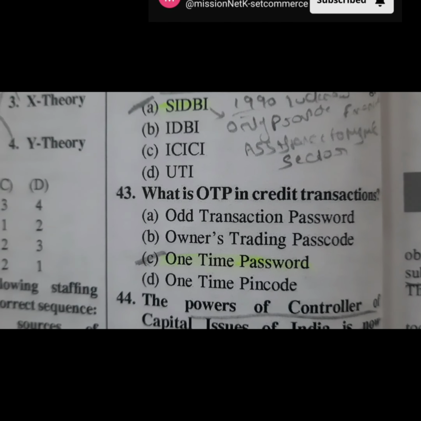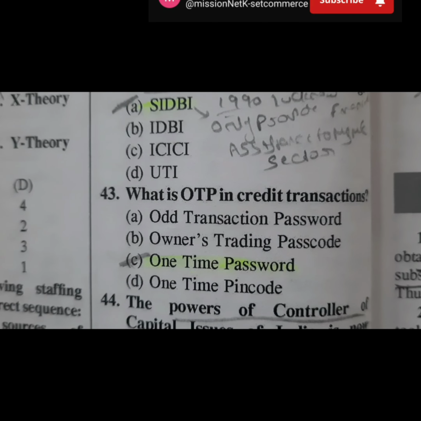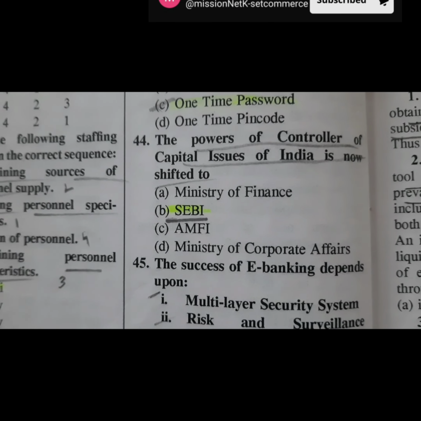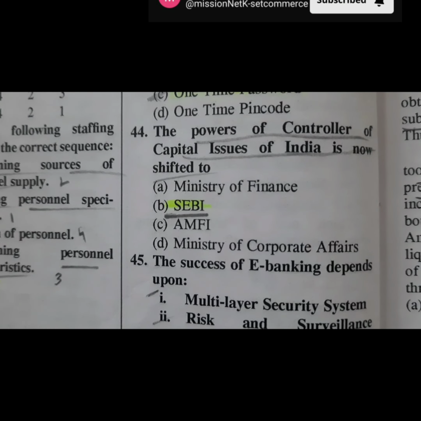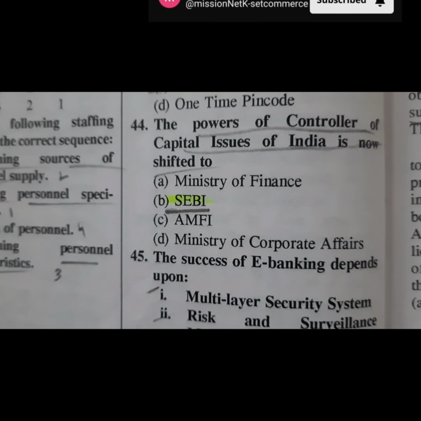The next question is, what is OTP in credit transactions? The right answer is option C, one-time password. OTP stands for one-time password. The next question is, the power of Controller of Capital Issues of India is now shifted to. The right answer is option B, SEBI, Securities Exchange Board of India.